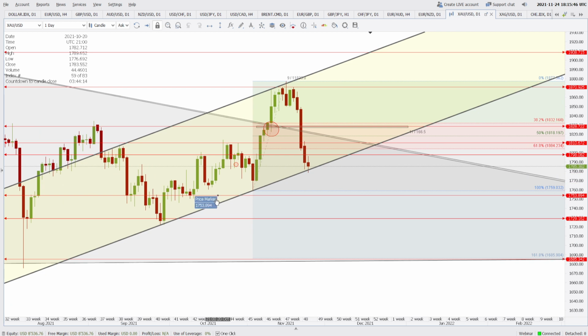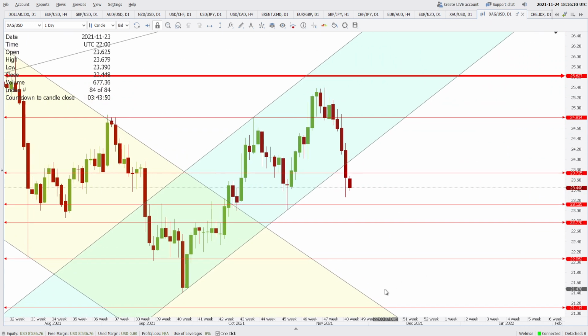Gold, expect these levels of the rising channel support line to hold, and if they hold, then the price may revert back to 1870 again. But right now the immediate resistance will be provided by the 1798 level. Support is being provided by this dynamic rising channel support line. The horizontal line of support is at around 1753 area.